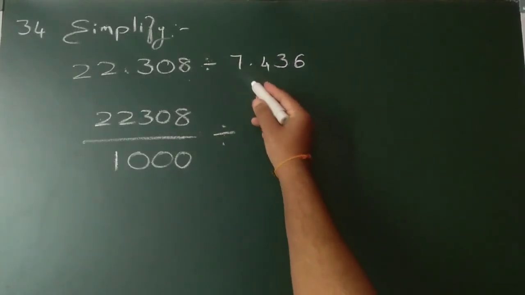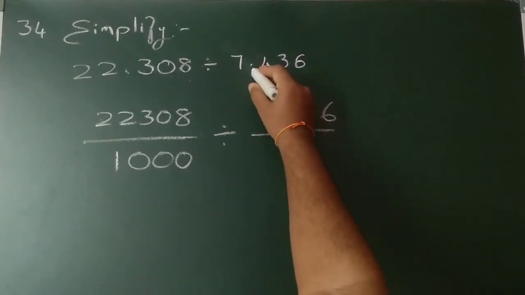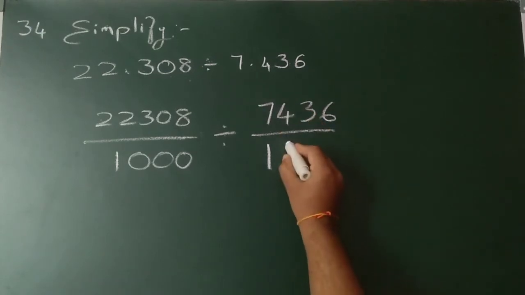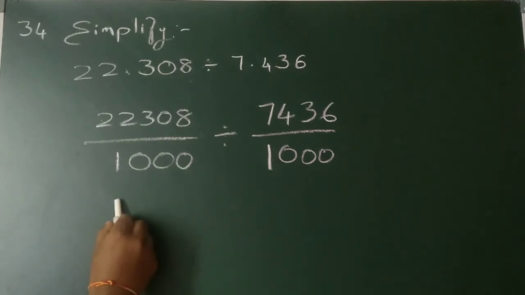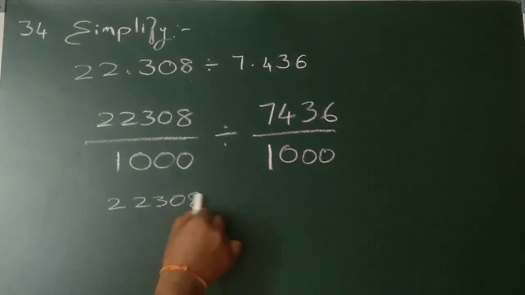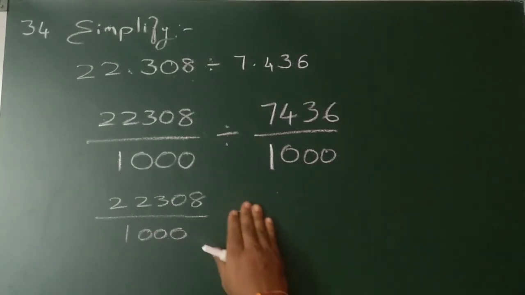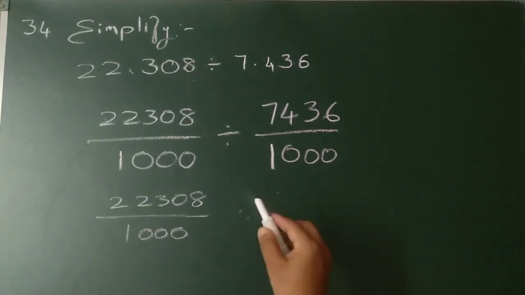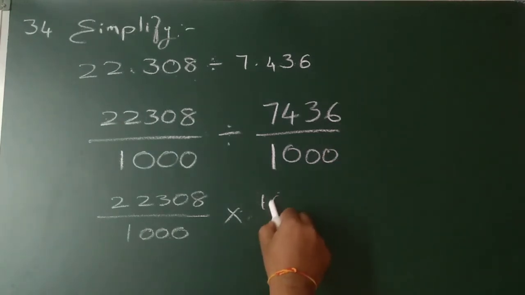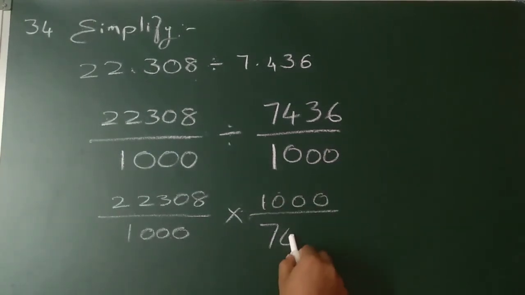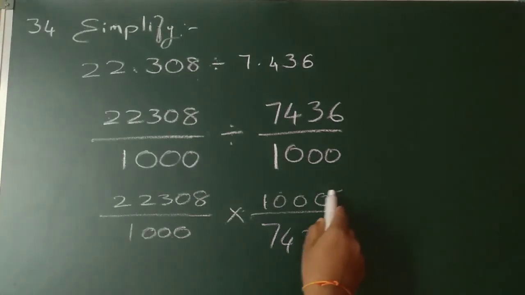the next one, 7436. I removed the decimal place, so instead of the decimal, 1 and 3 zeros. Now the next step, we can write 22308 by 1000. Here, instead of division, I want to write multiplication. That means I want to take the reciprocal of this. So 1000 will go upside and 7436 will come downside.